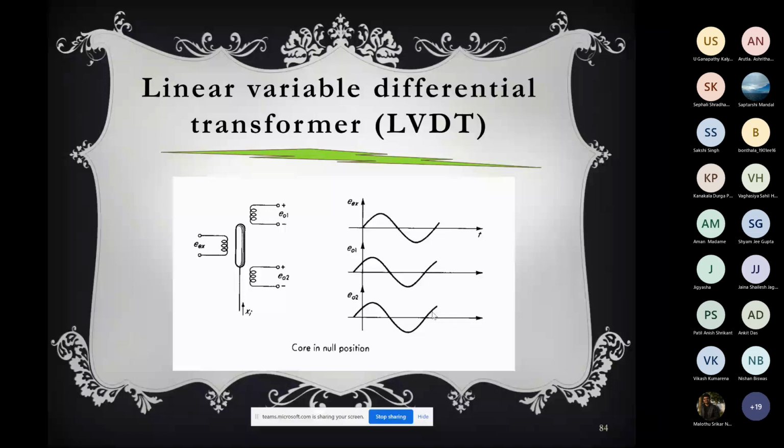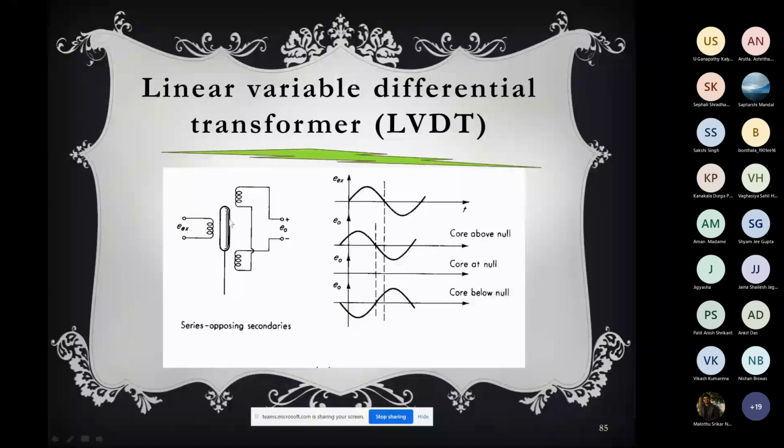Now suppose there is some displacement upward. The core is moved towards E01, that means the first secondary coil. If the core is moved towards the first secondary coil, more voltage will be induced in the first. With the core above null, you will get more voltage. If the core is at the null point, you will get zero voltage.